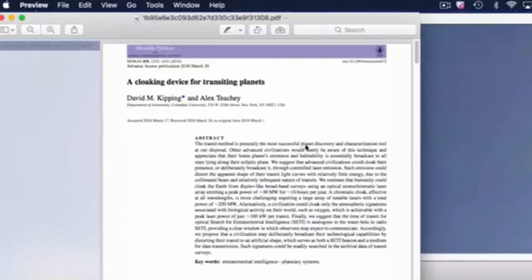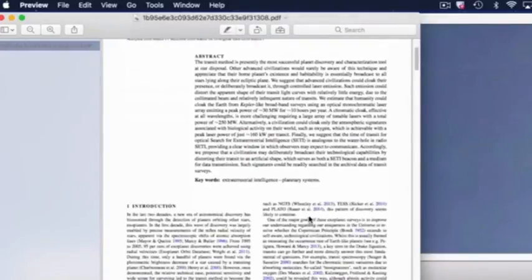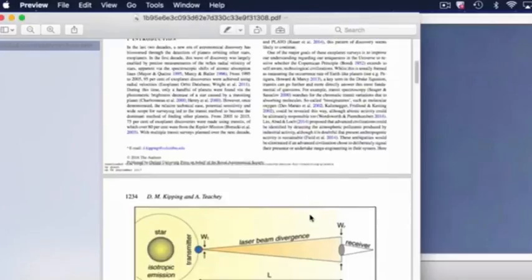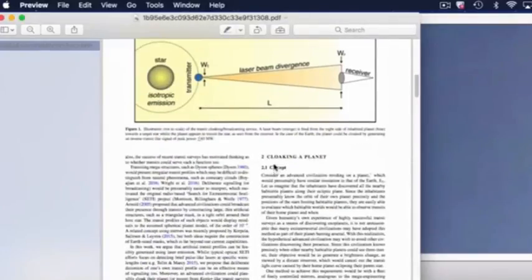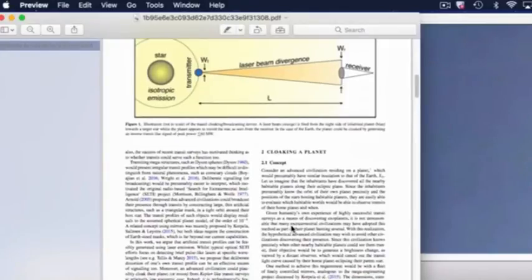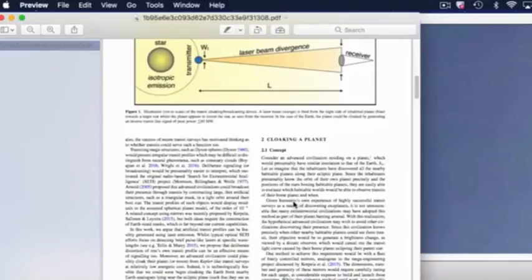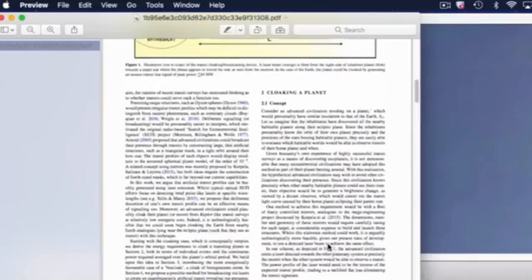This was basically a method for, what it really came under the context of is, can we hide our planet from the outside? In other words, if we wanted to hide our planet from outside observation, could we do it? Could we cloak a planet? Consider an advanced civilization residing on a planet which would presumably have similar insolation to that of the Earth. Let us imagine that the inhabitants have discovered all the nearby habitable planets in their ecliptic plane. Since the inhabitants presumably know the orbit of their own planet precisely, and the position of the star hosting habitable planets, they're easily able to evaluate which habitable worlds would be. And then because of our experience in highly successful transit, they thought it would be a good idea to hide the planet.